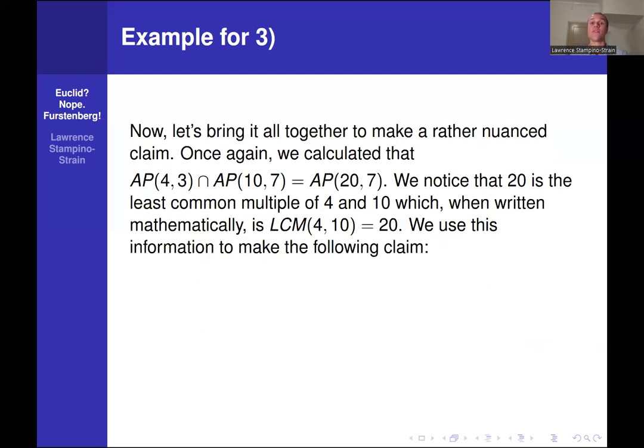So let this sink in for a little second, but this is a very, very important pattern that we're noticing because we can claim the following. So let's bring it all together to make a rather nuanced claim. Once again, we calculated that AP(4,3) intersect AP(10,7) is equal to the arithmetic progression of 20 and 7. We notice that 20 is the least common multiple of 4 and 10, which, when written mathematically, is LCM(4,10) equals 20. So we use this information to make the following claim.